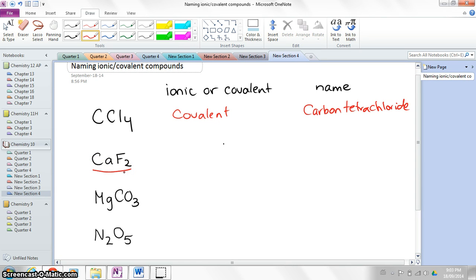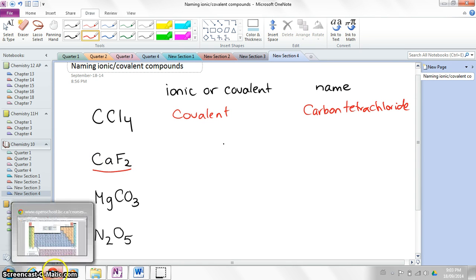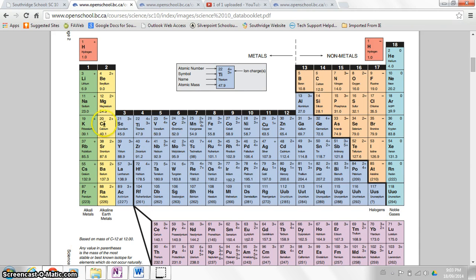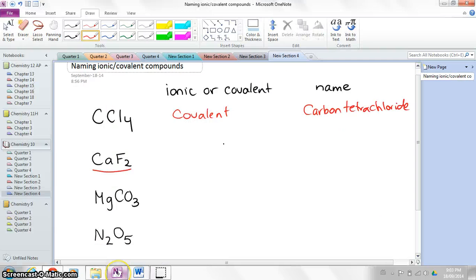Next one, CaF2, calcium and fluorine. Let's find calcium and fluorine. Calcium is a metal. Fluorine is a nonmetal. So we've got a metal and a nonmetal. That means it's an ionic compound and we do not use prefixes. So this is calcium fluoride.